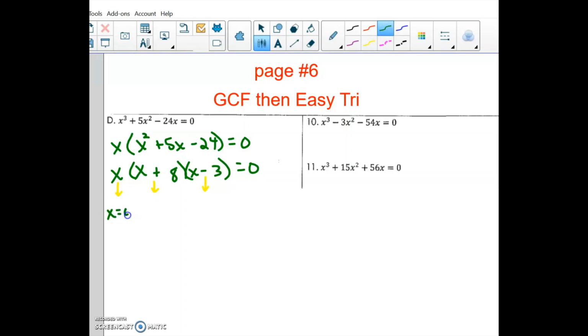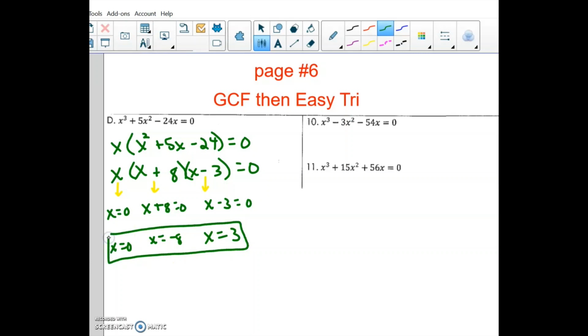x equals 0, x plus 8 equals 0, x minus 3 equals 0. To give us the three answers, x equals 0, x equals negative 8, and x equals positive 3. Again, three answers because our degree is 3.